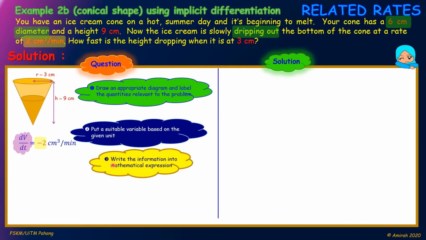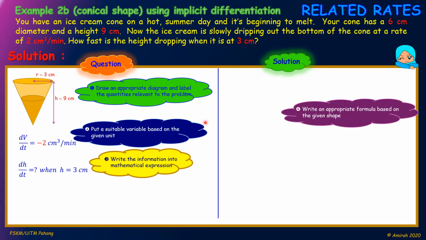And then step 3, write the information into mathematical expression. The question is asking about how fast is the height. How fast means about time. Height means h. So we can write dh over dt equals to question mark, from the word how. And when h equals to 3 cm. So the symbol used here is dh over dt. Now we start how to solve.